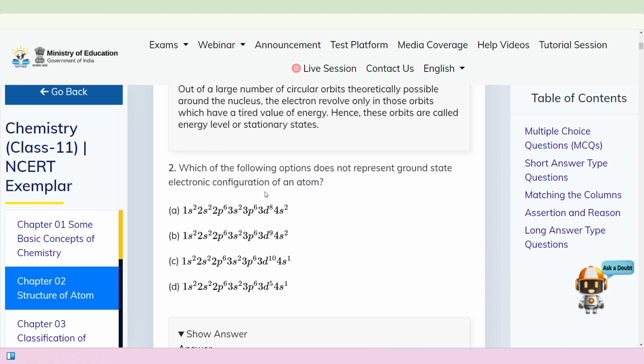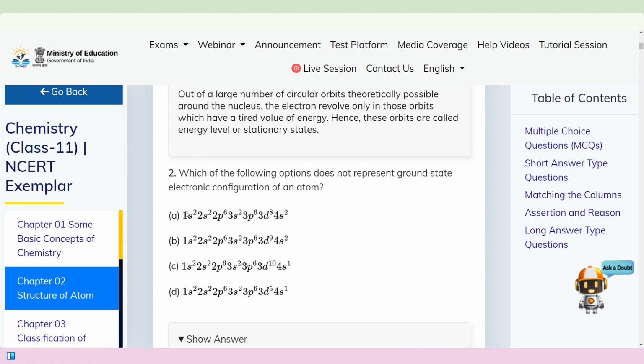Next question, which of the following option does not represent ground state electronic configuration of an atom? So there are four ground states. Now, if you talk about the order of the subshells, it is the same in all of these: 1s, 2s, 2p, 3s, 3p, 3d, and 4s. So this is good. Now, if you talk about the electrons, then up to 3p, it is common in all of these four options. The difference lies in 3d and 4s.